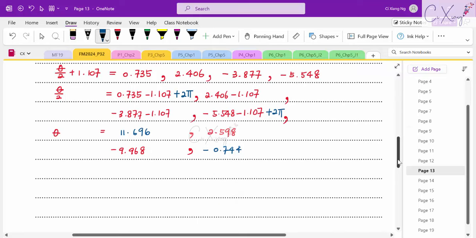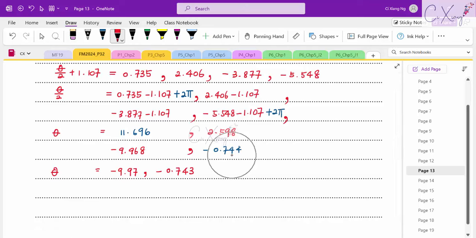So let's simplify our final answer in one single step. I want to correct my final answer to 3 significant figures. I try to write out the smallest value first. So I'm having negative 9.97, then negative 0.743. When pressing the calculator, I'm using the short value now, so you should keep everything as long as possible. So by right, it should be 0.743. Then this value, corrected to 3 significant figures, should be 2.60.